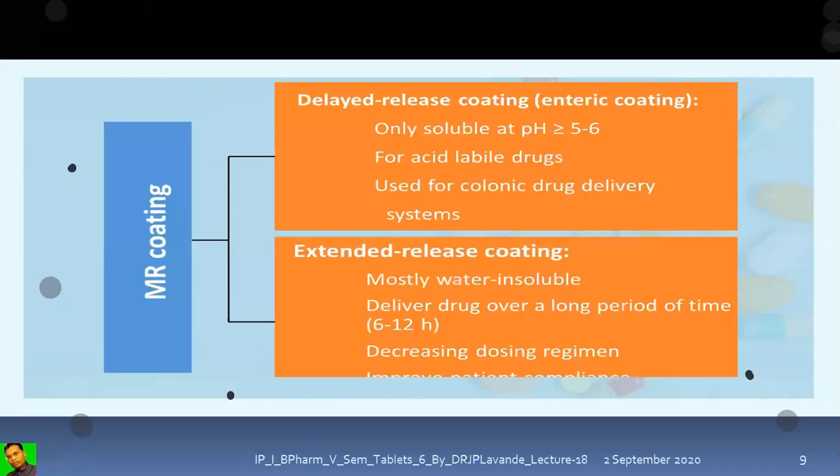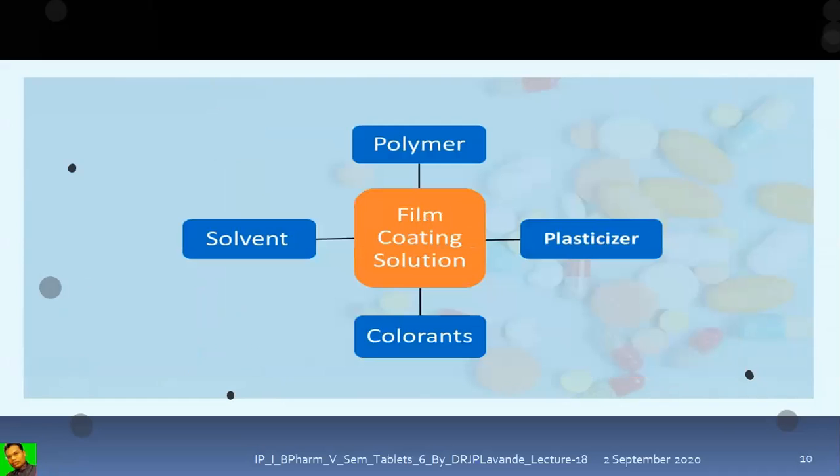As far as the modified release is concerned, we saw there is a delayed release, which is said to be the enteric coating, and there is an extended release, where we will find the controlled release and the sustained release. Then we saw the coating solution.